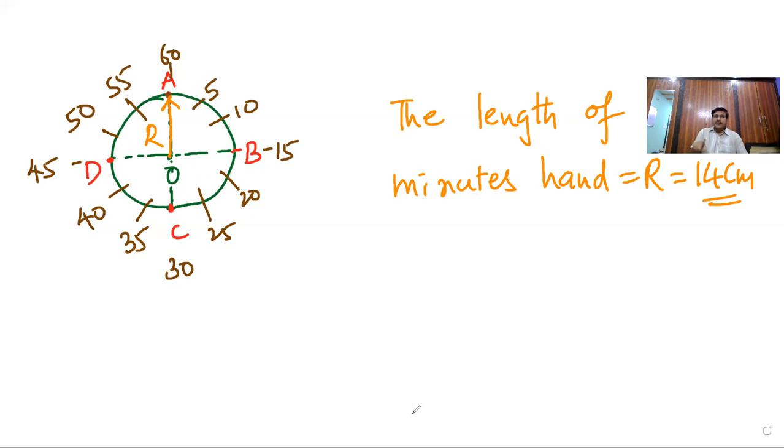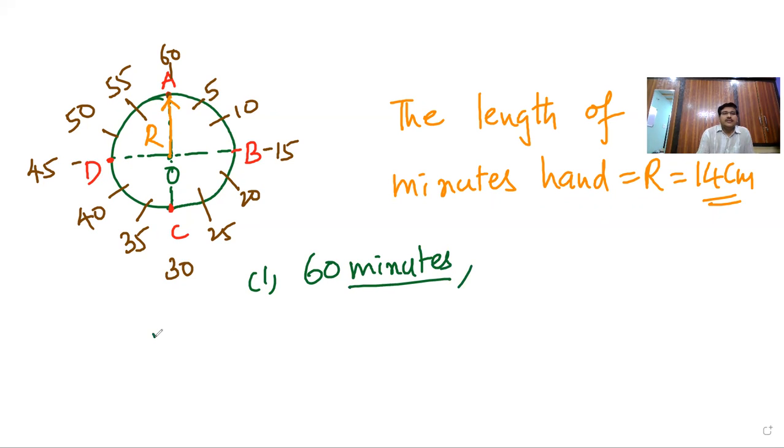If I think of the entire thing as a circle, clear? That is the circle. So the length of the minute's hand is the radius. Now, what is the question? The first question was the 60 minutes case. In the 60 minutes case, he says two things. First, he requires distance. Observe.